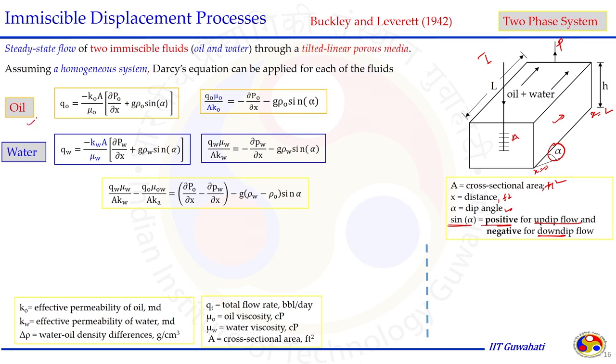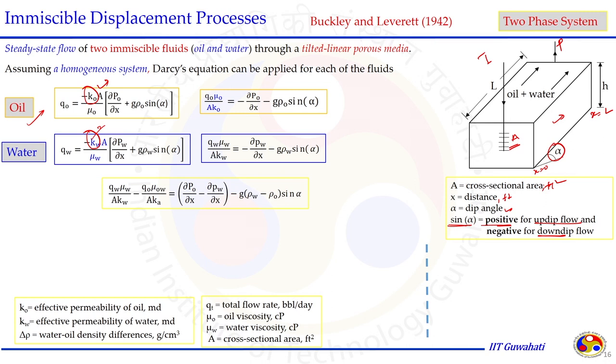So, this is the simple equation for the oil. This is the effective permeability for the oil. This is the effective permeability for the water. Cross-sectional area, we are keeping constant. We are saying the cross-sectional area is the same for oil and water. They are competing to flow, and the percent of the area shared by the oil and water will be characterized by the permeability or effective permeability.